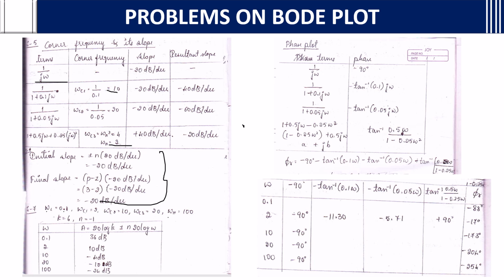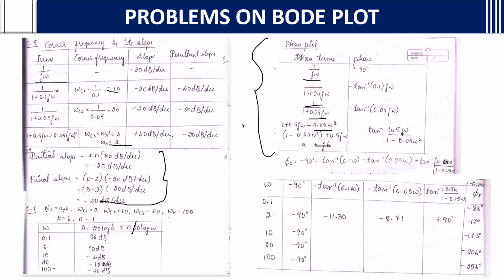Okay. Once you are done, what should you do? You should take the formula 20 log k plus or minus n into 20 log omega. Here the k value is 6, and the n value is minus 1. Just substitute the k value, n value and omega value in this for all the values. So you will get different values that you can draw on the graph. After getting this, what should you do? Phase plot. For the phase plot, what should you take? You should take all the factors again.